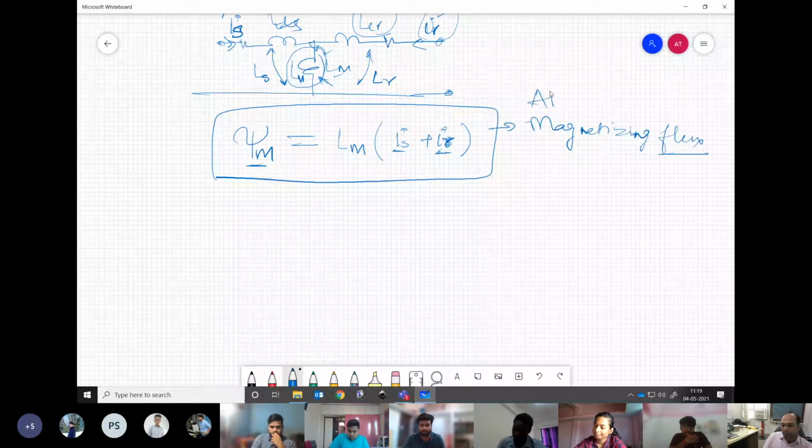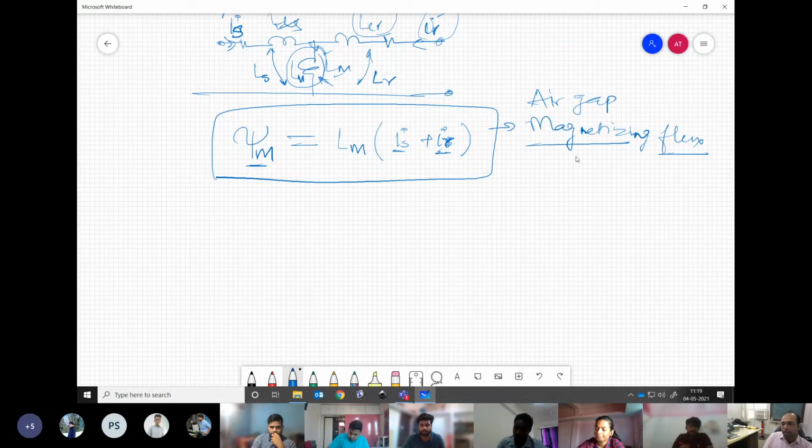Now, to be specific, we can say air gap magnetizing flux. Whenever you are using the term flux, you have to be very, very clear. In which reference frame are we writing this? Let's say if we are writing in a stator reference frame, then we express our IR in a stator reference frame, or vice versa.